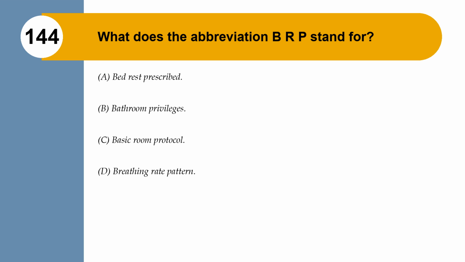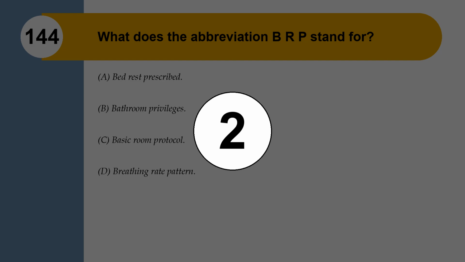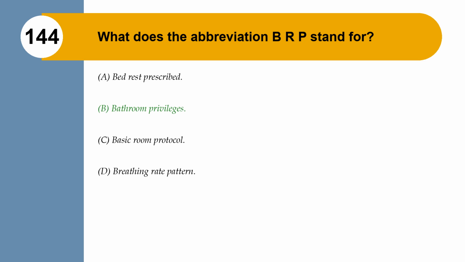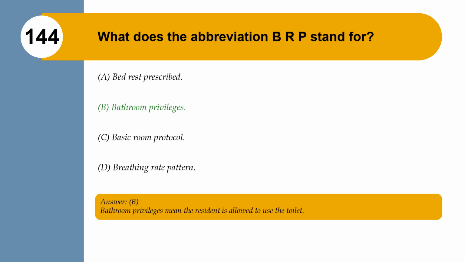Question 144. What does the abbreviation BRP stand for? Option A, bed rest prescribed. Option B, bathroom privileges. Option C, basic room protocol. Option D, breathing rate pattern. The correct answer is option B, bathroom privileges. Explanation. Bathroom privileges mean the resident is allowed to use the toilet.